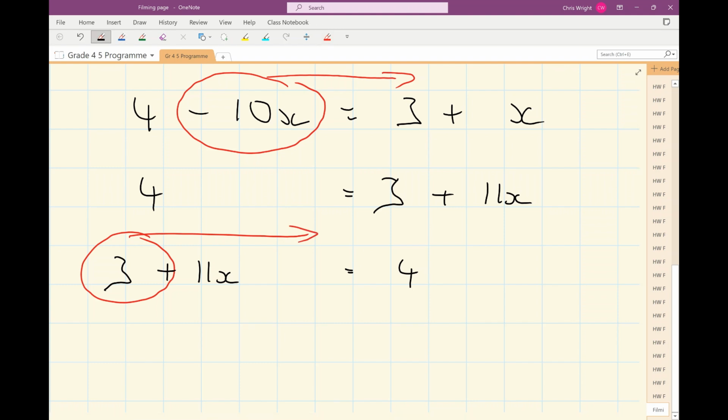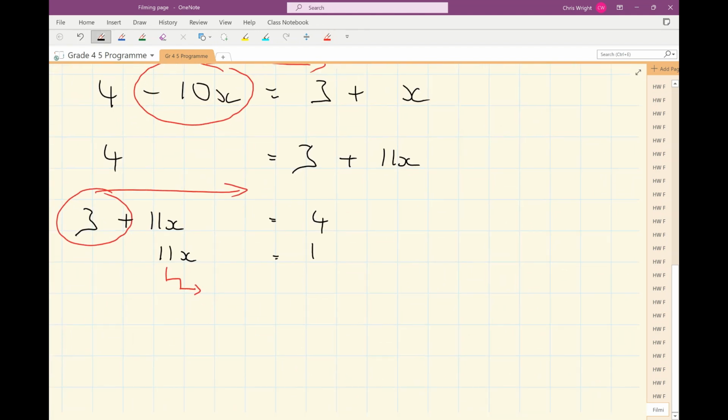So I'm going to have 11x equals 4, take away 3, 1. And now let's escalate down the 11. So I get x equals 1 over 11, or 1/11.